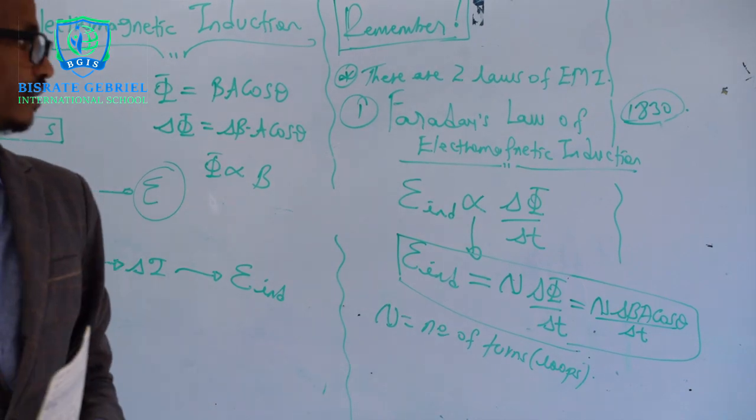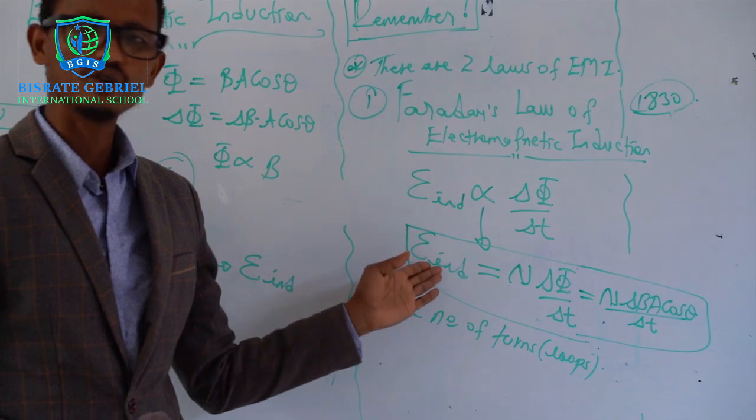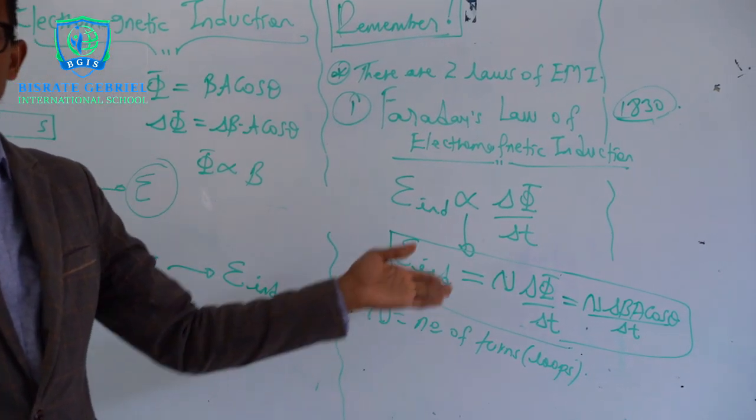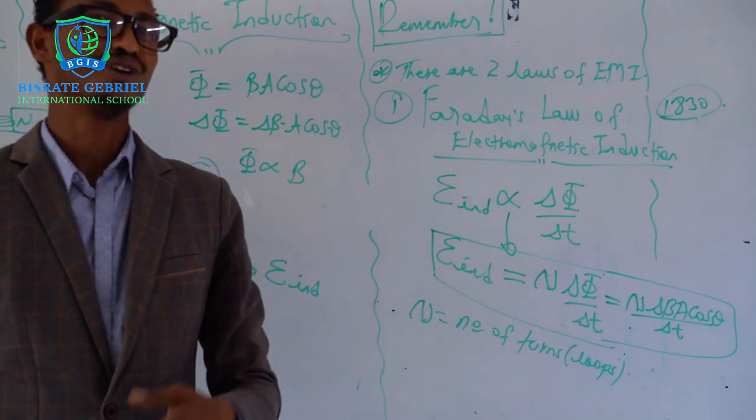Since electromotive force is a voltage, the unit of induced electromotive force is the volt, and it is denoted by a small letter V.